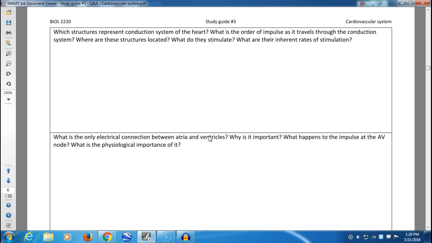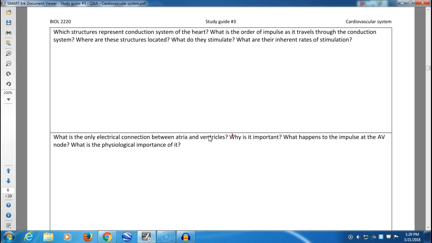We'll get to the... so SA node is in the right atrium. AV node is very close to the atrioventricular septum, pretty much between the atria and ventricles, like in the wall. And then AV bundle and bundle branches are in the interventricular septum, and Purkinje fibers are in the ventricular walls. Inherent rates, we got it.